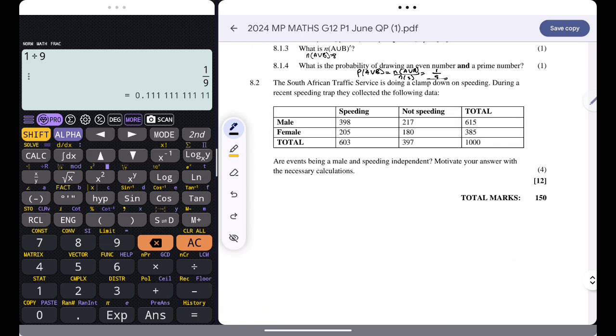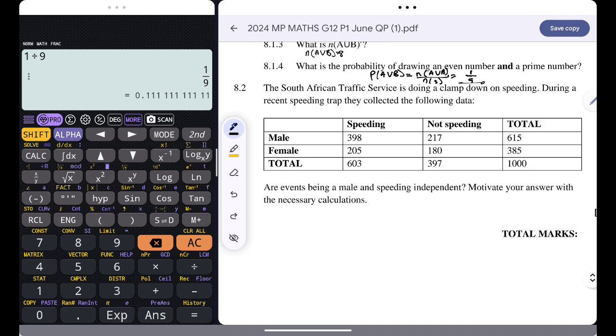And then now we are told that the South African Traffic Service is doing a clampdown on speeding. During a recent speeding trap, they collected the following information. Over here, guys, I have a column for totals. This represents the total number of males that were recorded, the total number of females that were recorded, and the total number of people that were recorded. So the sum of males and females should give us the total number in the sample space.